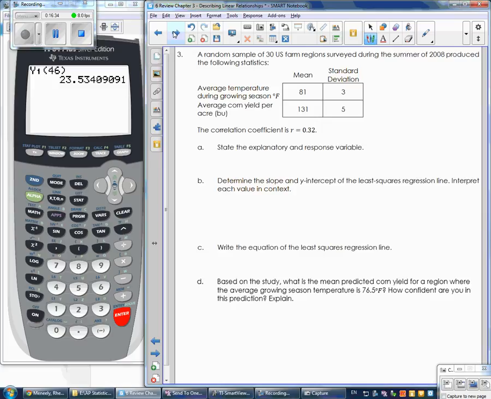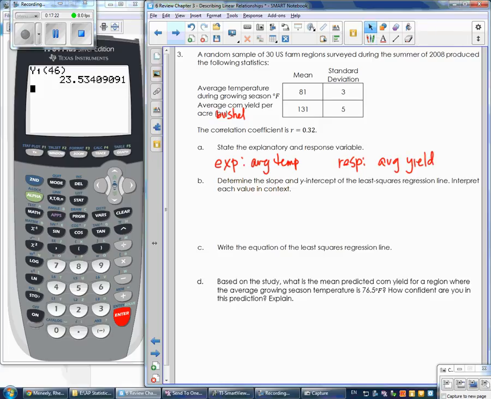We also have the average corn yield, and this is in bushels. And so we also are given the correlation coefficient, which tells us that r is equal to 0.32. It asks us to state the explanatory and the response variable. Well, this is one that you have to think about. Would I expect the temperature to explain the corn yield, or would I expect the corn yield to explain the temperature? I think it's probably pretty obvious that our explanatory variable is going to be the average temperature, and the response is going to be our average yield.